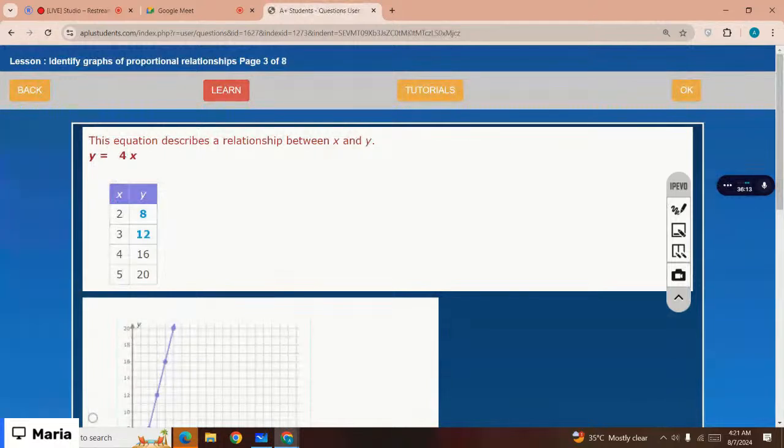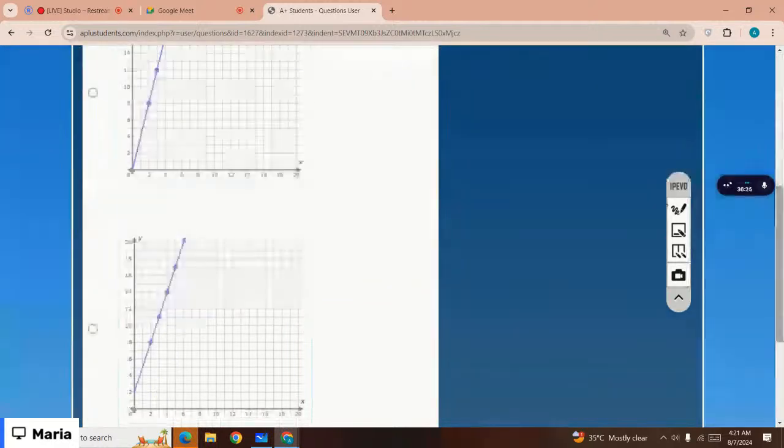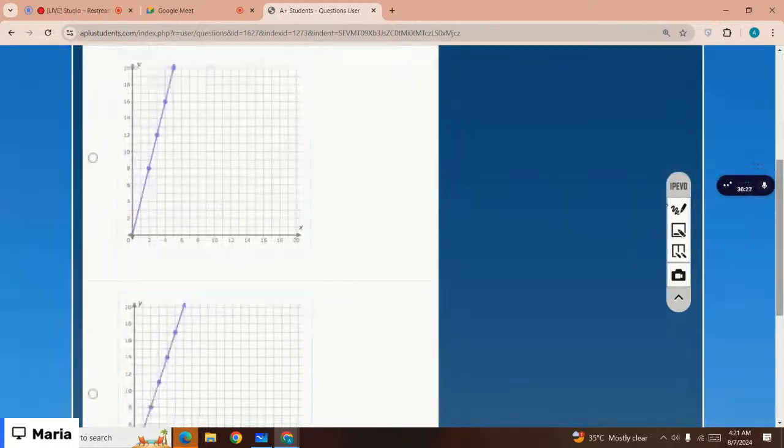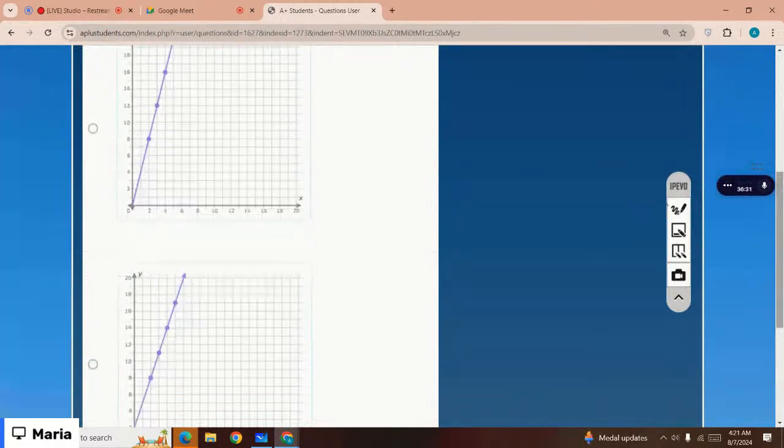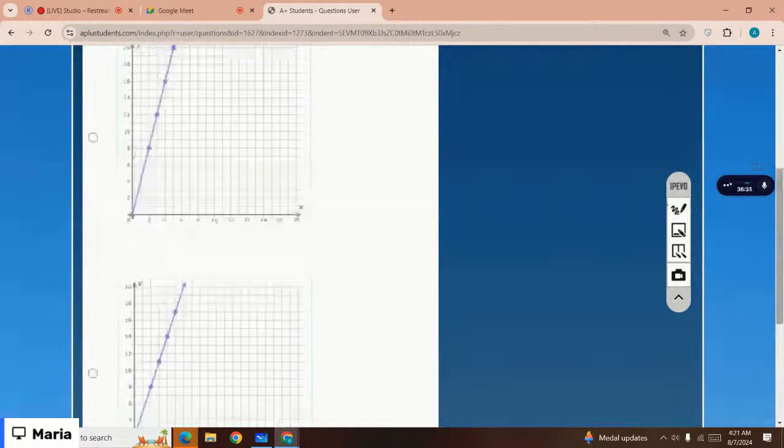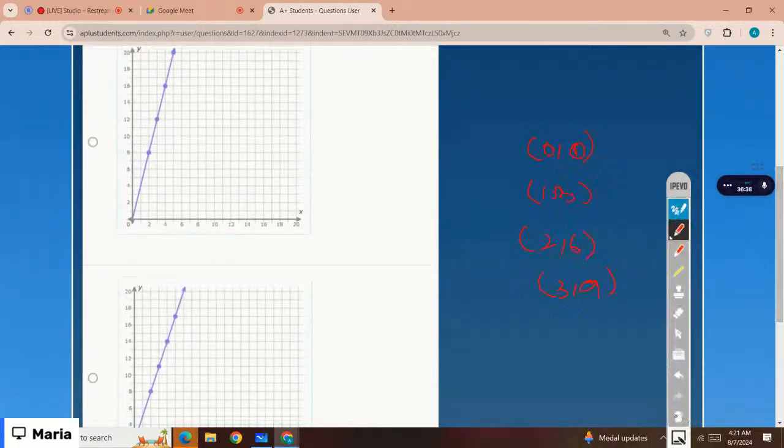Okay, this equation describes the relationship between x and y. The equation is y equals 4x. So the table of values is 2, 8; 3, 12; 4, 16; and 5, 20. So which graph goes with this table of values?